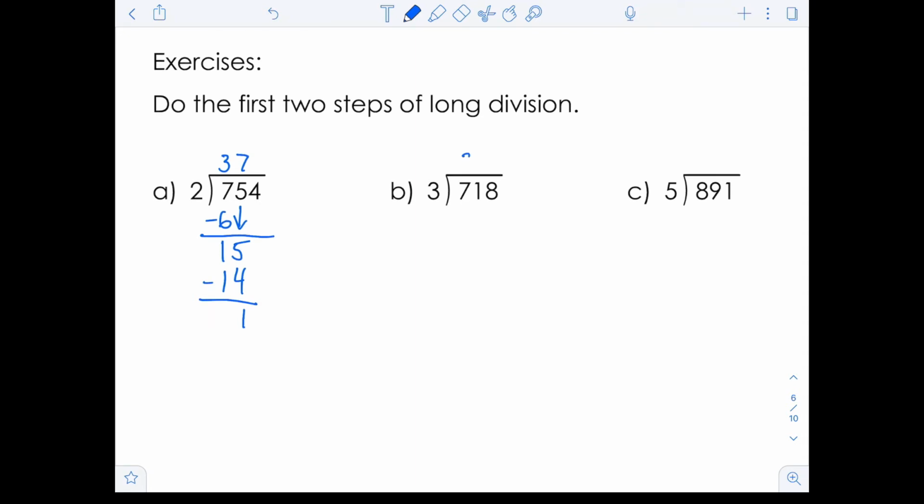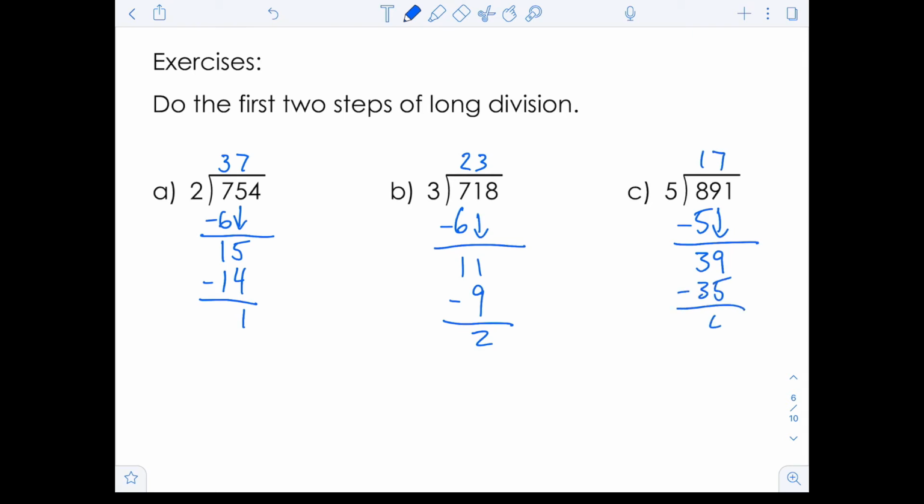Here we have 7 divided by 3 is 2. 3 times 2 is 6. Subtract. 1 left over. Bring down the 1. We have 11. 11 divided by 3. So how many 3's fit into 11? The answer is 3. 3 times 3 is 9. Subtract. 2 left over. 8 divided by 5 is 1. 5 times 1 is 5. Subtract. 3, bring down the 9. 39 divided by 5, this is where it's important to know our multiplication facts, would be 7. 5 times 7 is 35, subtract 4 left over.